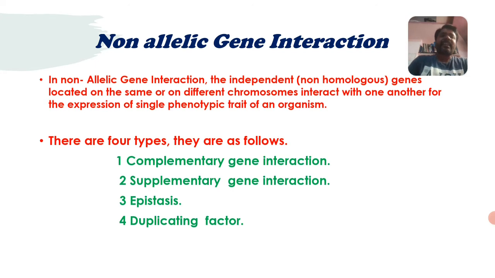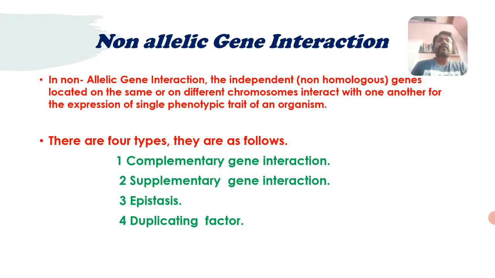And the second one is non-allelic gene interaction. In a non-allelic gene interaction, the independent genes, that is non-homologous, located on the same or on different chromosomes interact with one another for the expression of a single phenotypic trait of an organism. Whether they are present on the same chromosome or on a different chromosome, the independent genes interact with one another for the expression of a single phenotypic trait, which is called non-allelic gene interaction.